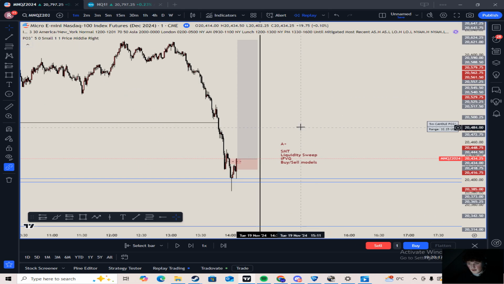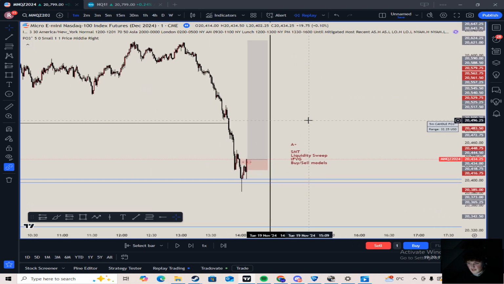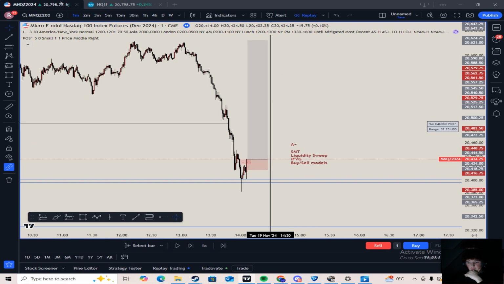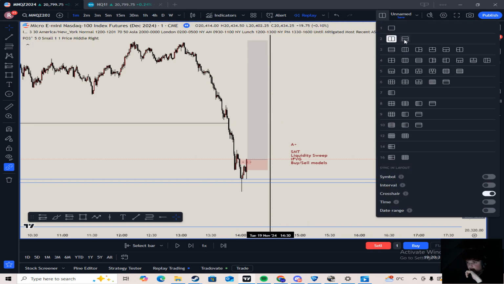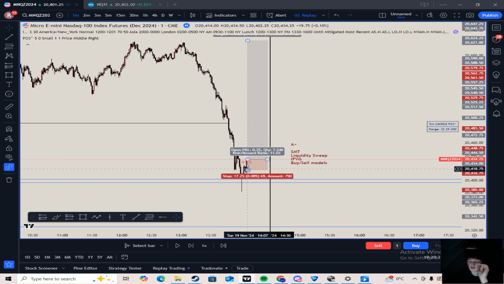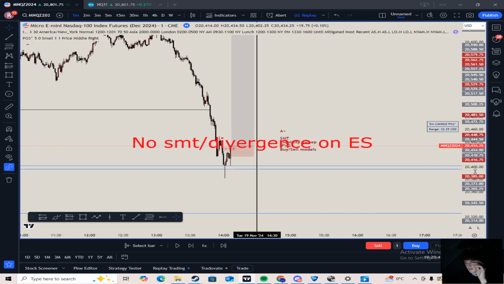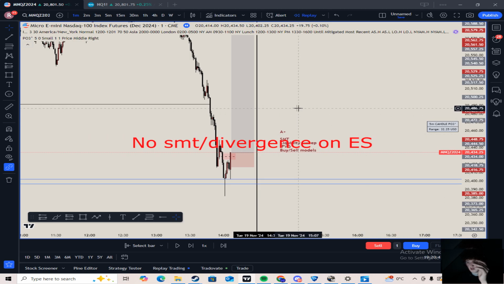Okay, so right here, you can see it's inverse. You've had that liquidity sweep. You've had an IFVG and a buy and sell module. The only thing that didn't make this A plus was the fact that there was no SMT created on this low. There was no SMT at all. So that's the only thing that didn't make it A plus. But in my opinion, this was quite nice.